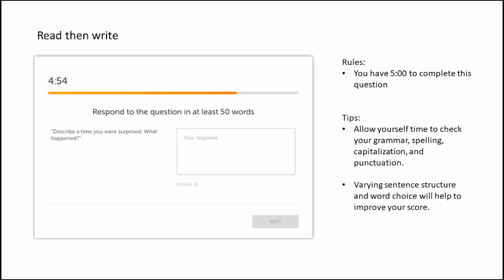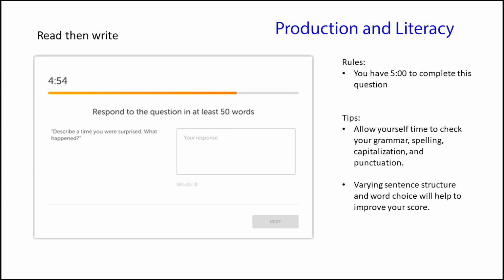This read and then write type of question is testing your production and literacy. So you're asked to respond to the question in at least 50 words. You have 5 minutes to complete this question. So you must read the question and think of your answer and type your answer all within that 5 minutes.